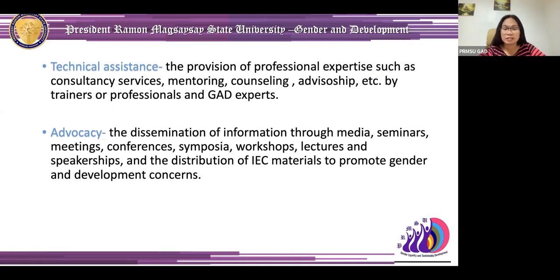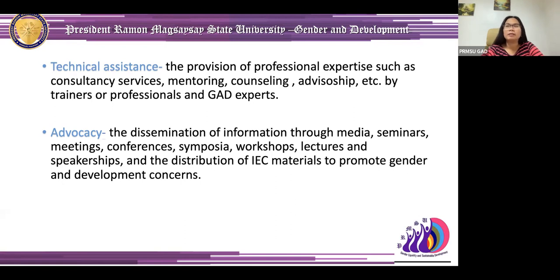And then of course we have advocacy, the dissemination of information through media, seminars, meetings, conferences, symposia, workshops, lectures, speakership, and distribution of IEC materials. So whenever we go to the community, if we have GAD IEC materials ready, we can also share them with our community. Like for example, Butolan, I think they have an NVAUC program in their partner communities wherein they conducted training about VAUC. And then they also provide IEC materials so they can learn from those materials.